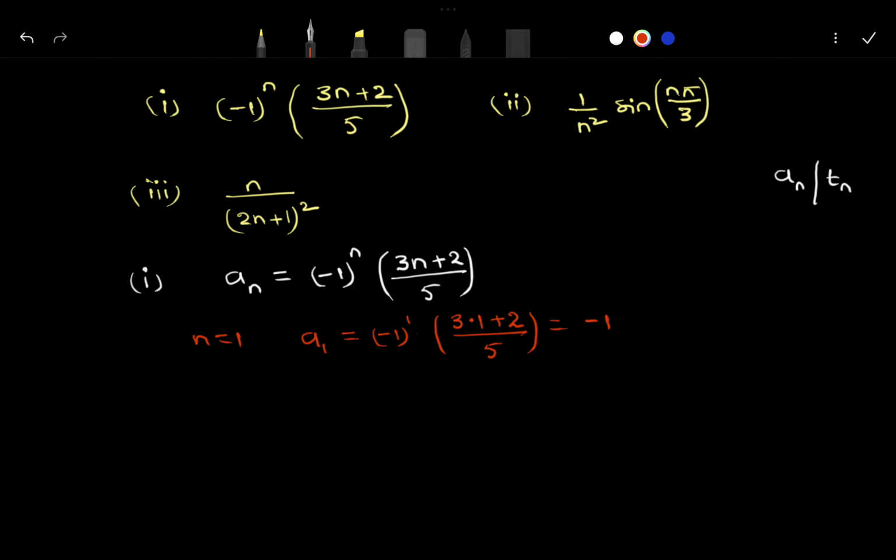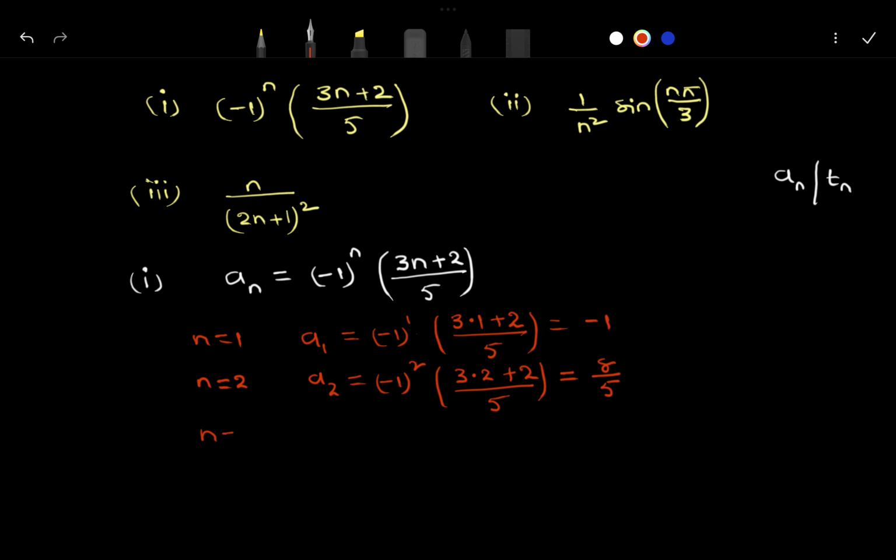If you write n is equal to 2, then we will get the second term, that is a2. This value will be (-1) squared into (3 into 2 plus 2) divided by 5. Now see this value, (-1) squared is plus 1. 3 2s are 6. 6 plus 2 is 8. 8 by 5. So the second term will be 8 by 5.